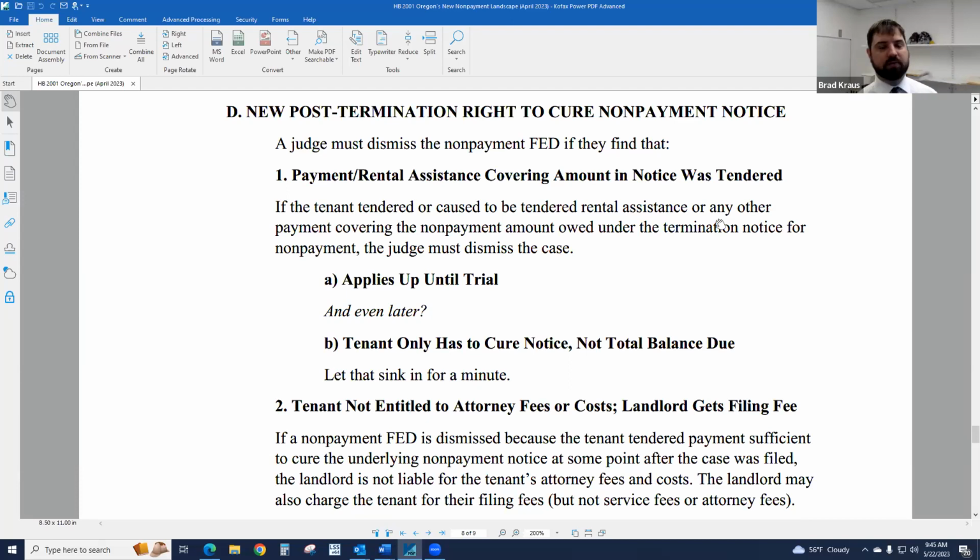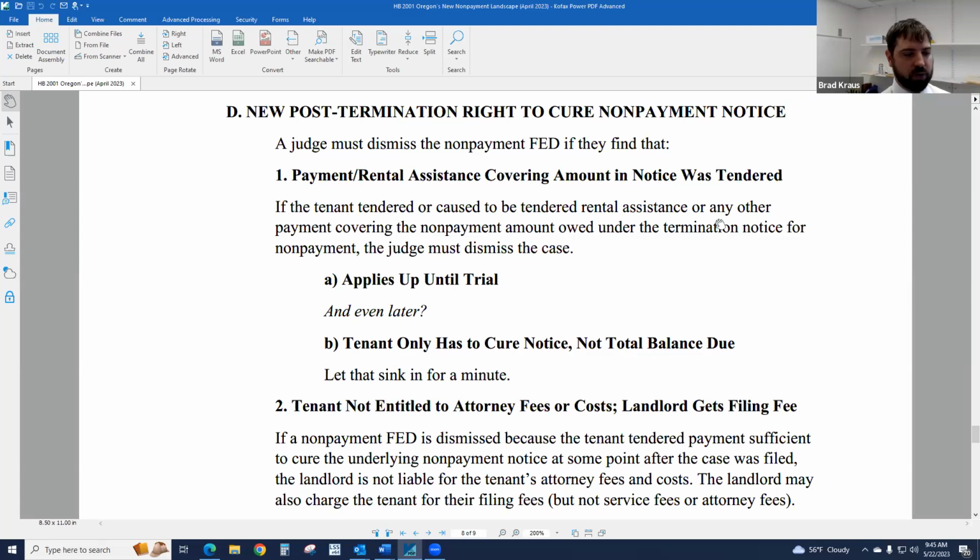So again, the post-termination right to cure the non-payment notice. This is the perpetual cure period. This is one of the dumber things that I think HB 2001 has done, among many things, but it's just the unfortunate reality now. There is a perpetual right to cure. I would argue that it's up till trial, could be up until judgment enters. But if the tenant covers the amount that's in the notice, if they pay you what's in the notice at any time up until that point, they're entitled to stay.